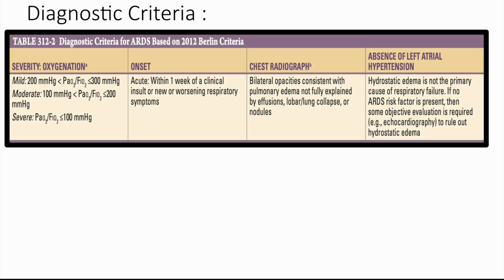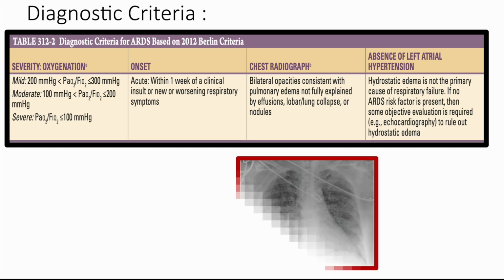So we use the Berlin definition of ARDS as the diagnostic criteria. The key criteria: the onset must be within 1 week of the trigger. The chest imaging should show bilateral opacities not explained by collapse or effusion, and respiratory failure should not be due to heart failure or fluid overload. And finally, hypoxemia is graded based on the PaO2 to FiO2 ratio. This gives us mild, moderate, or severe ARDS.